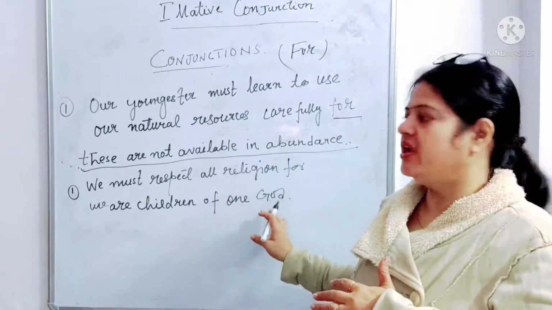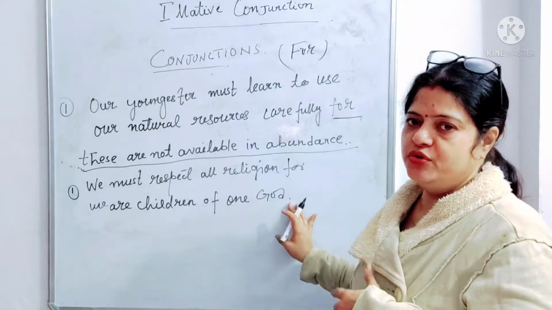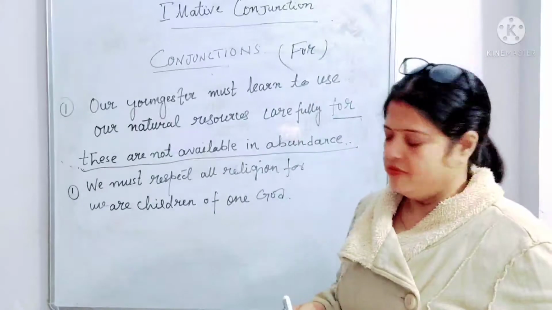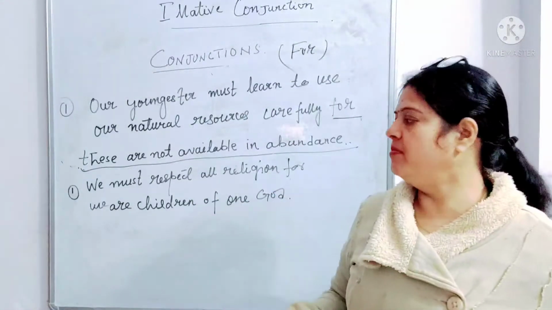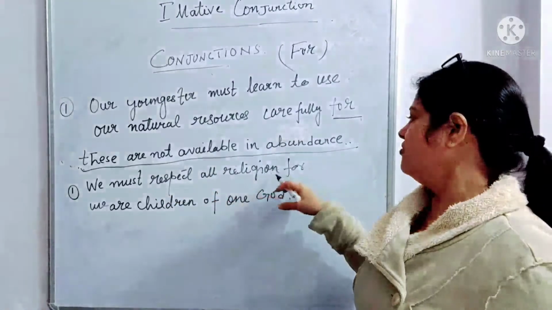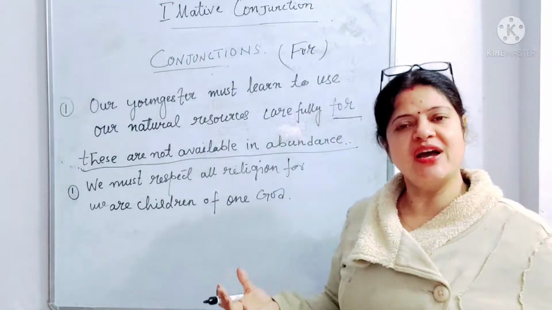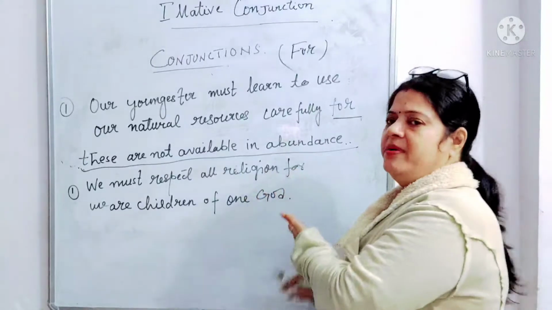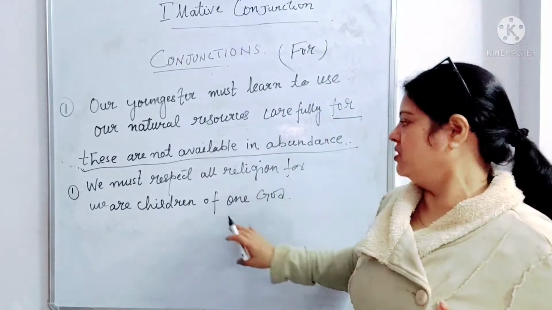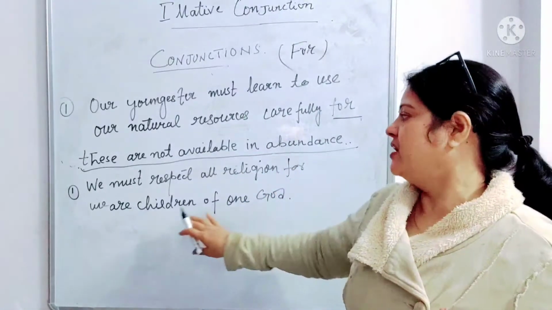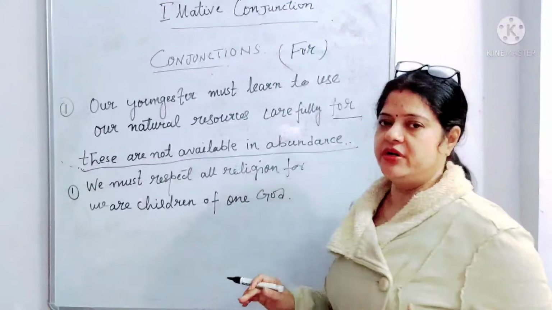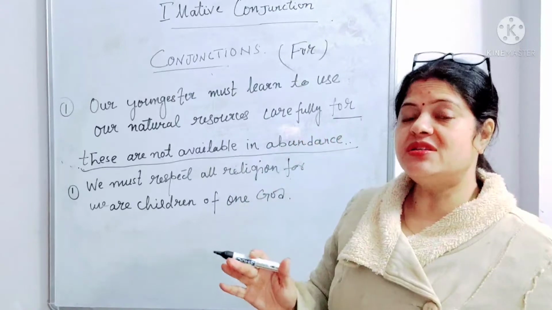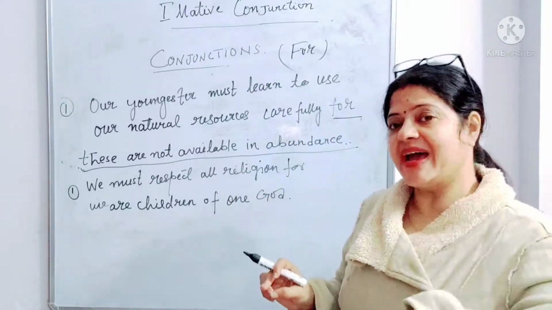People always don't give this type of arguments, so that is why we must respect all religion, because we are all human beings. We must respect all religion because every religion has its importance. So there might be some other options too. This is not the only right option, that we are children of one God. So that is why we are using for it, because for always gives exact reason.